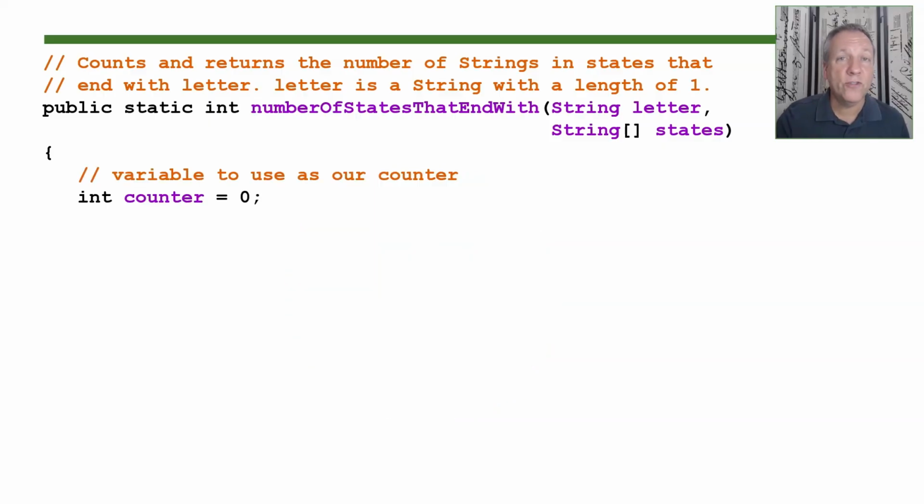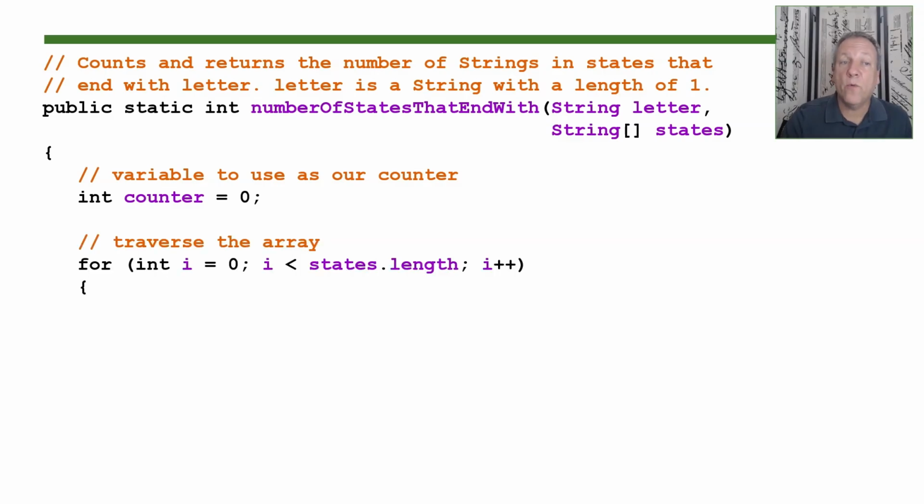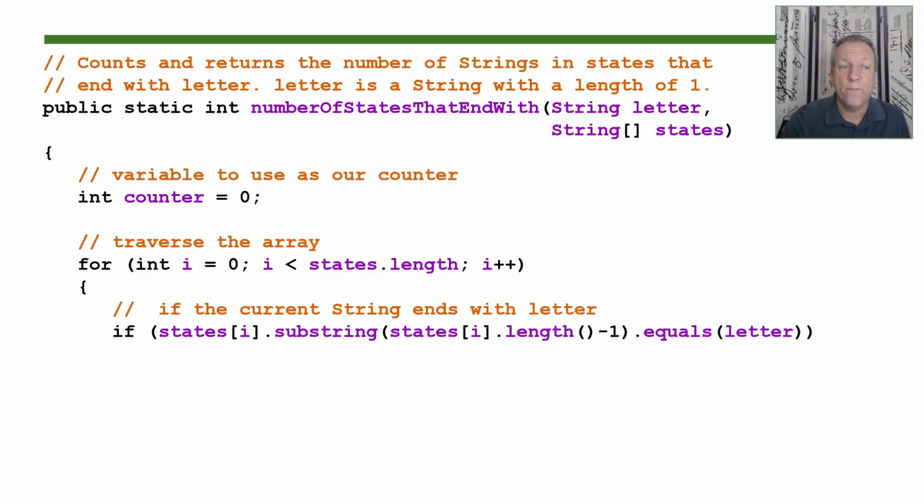So we're going to start off this method by declaring and initializing a counter to 0. Then once again, we're going to traverse our array, and we're going to use our traditional for loop. We could have used an enhanced for loop here as well, but for right now, let's use our traditional for loop: i equals 0, i less than states.length, i plus plus.